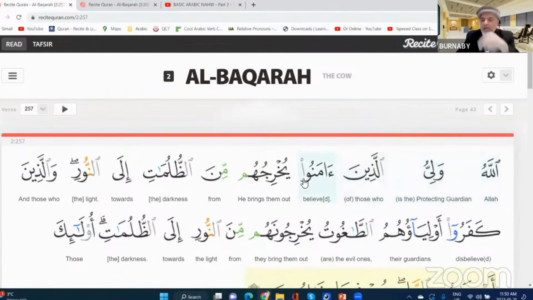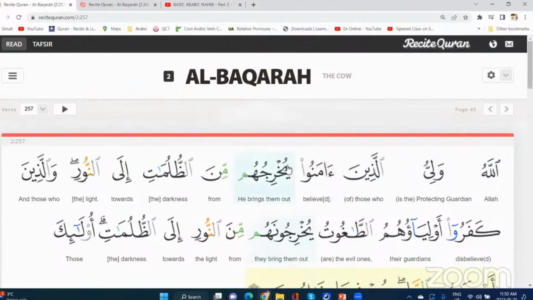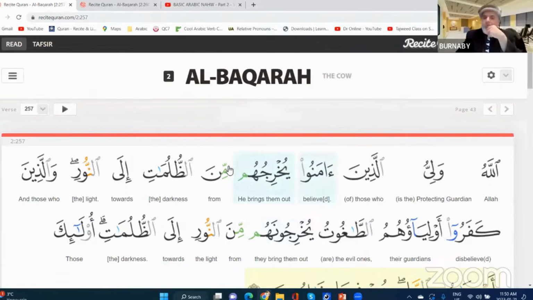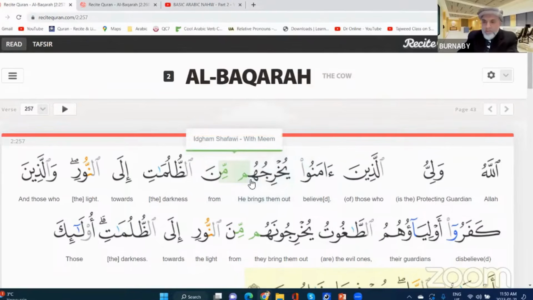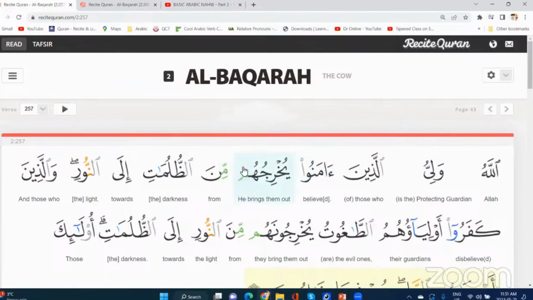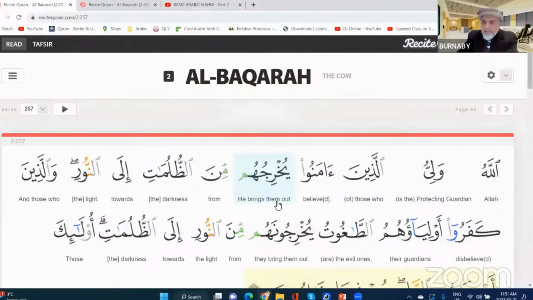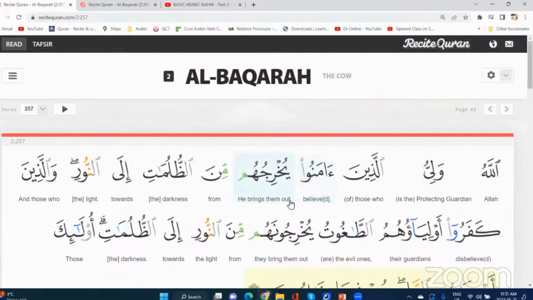Allahu waliyyul ladhina amanu. Allah is the protecting guardian of those who believe. Alhamdulillah, we are the believers. Yukhrijuhum: he brings them out. Hum is an attached pronoun. Yukhrij is a verb, yes? So this hum is in the accusative case; this them is the object, the maf'ul, and he is the doer, the fa'il. Agree? So what he does is bring them out.